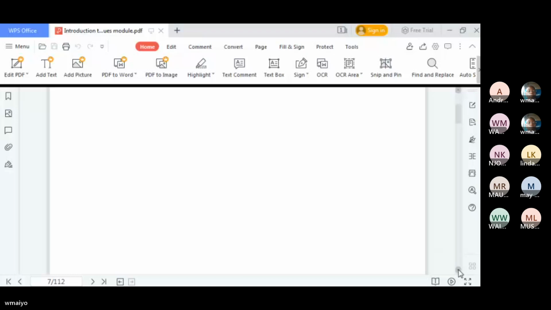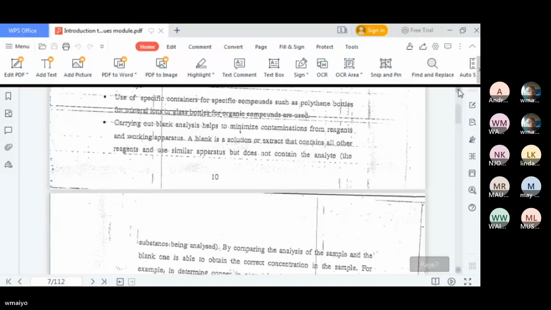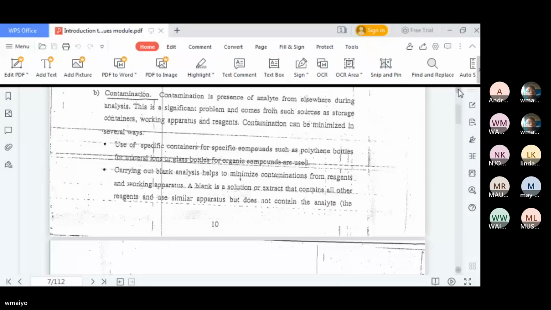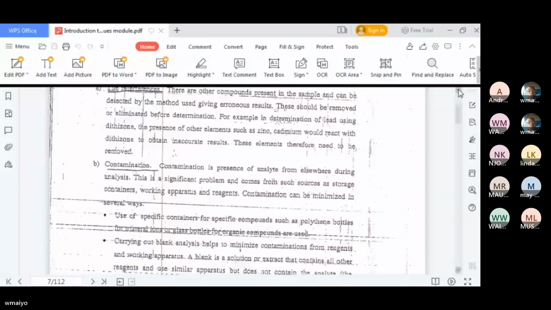So these are different compounds that are present, but your technique is able to detect them. So we say they tend to interfere. And therefore they need to be removed before you do the analysis. They are actually known from theory, that a certain compound is likely to interfere with the analysis of a particular analyte. Like I think you are told here that for lead, when you are using dithizone, compounds such as zinc and cadmium could actually react with the reagent to give inaccurate results.